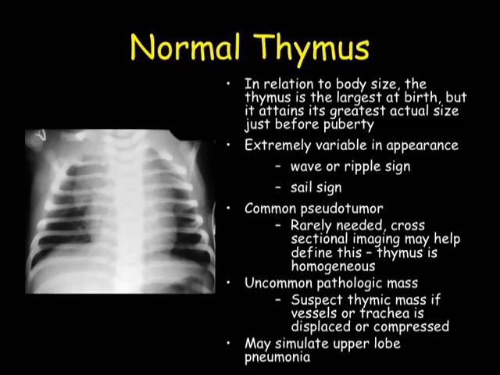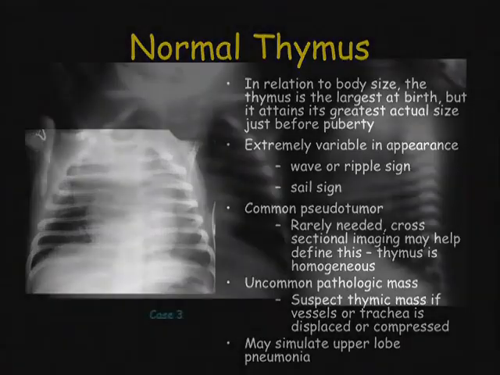It can protrude up into the neck. It can go out of the anterior mediastinum into the middle or the posterior mediastinum. So ultrasound or MRI can be helpful if you're thinking about a pseudotumor, which is just normal thymus in a different position, because it will be homogeneous signal that is just like the rest of the thymus.